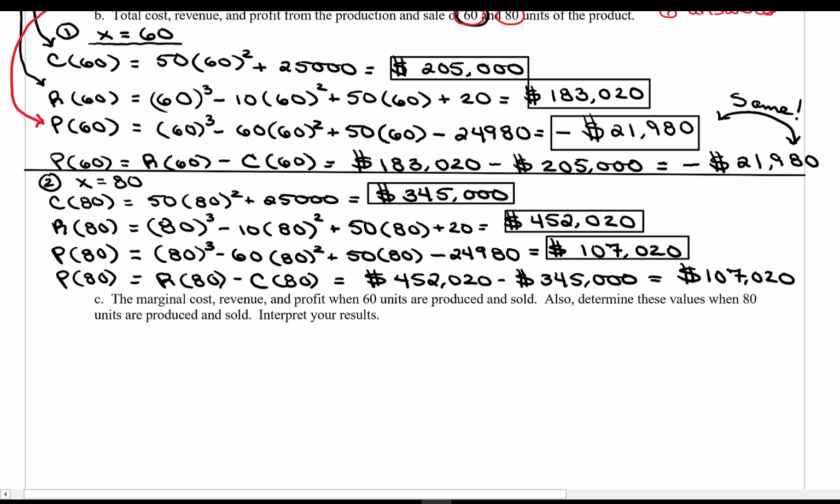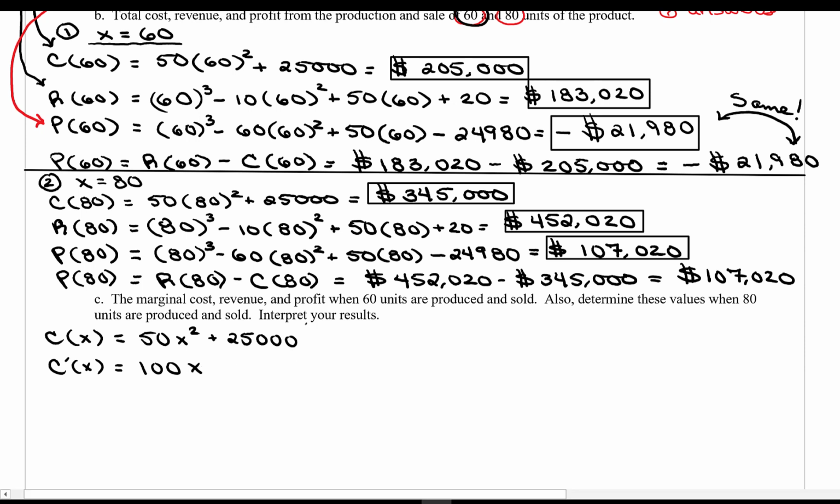In order to find marginal cost, marginal revenue, and marginal profit, I'm going to have to find the derivative of each one of those functions. So first, let's start off by writing C of x. C of x is equal to 50x squared plus 25,000. Now I need to find C prime of x, the derivative of C of x. So C prime of x is equal to 50 times 2, which gives me 100x, plus 0, since the derivative of a constant is 0, so it's just 100x.